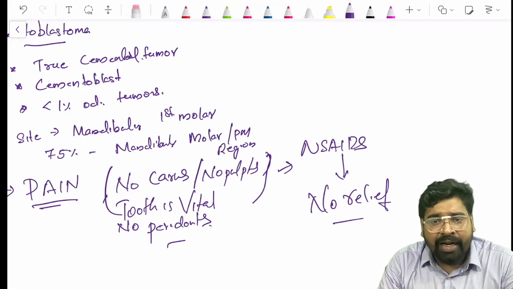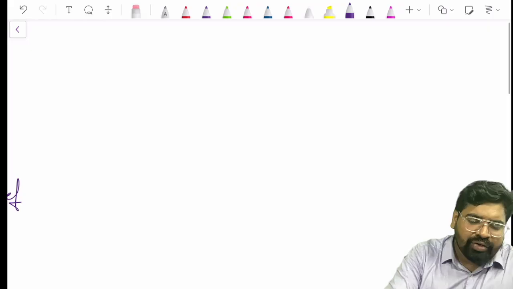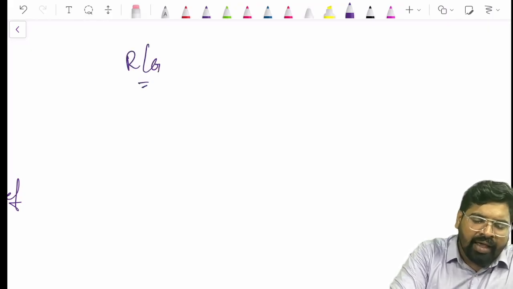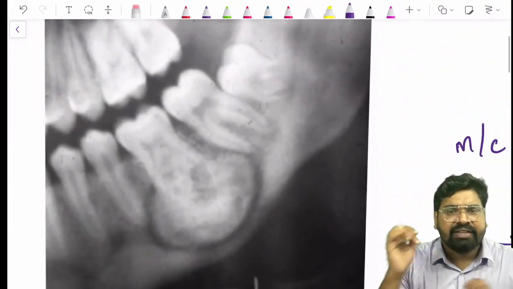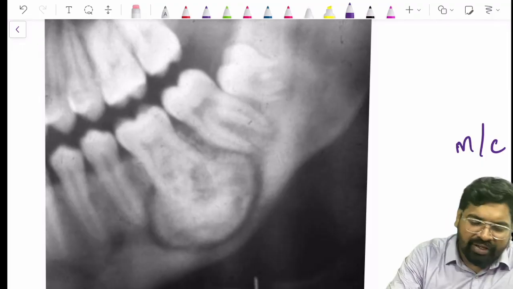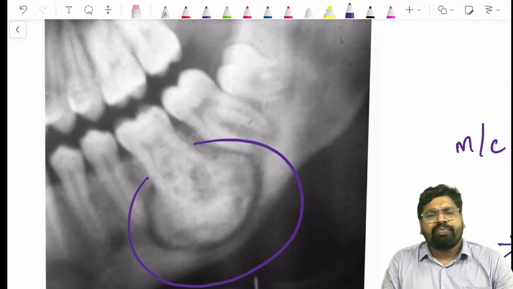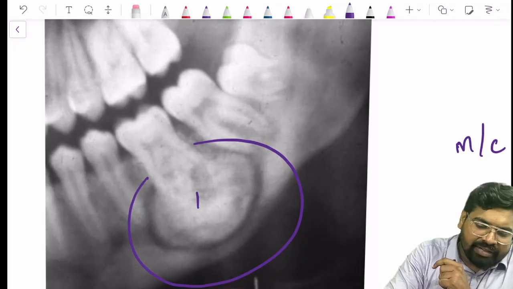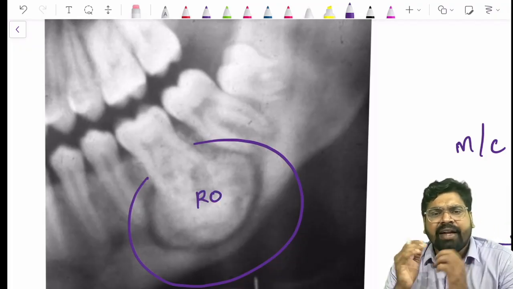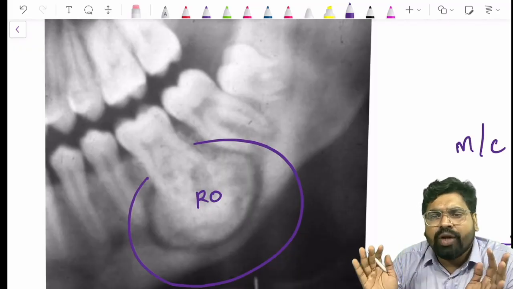So what will you tell the patient? Please come to the clinic tomorrow, I will take a radiograph. So you are going to take a radiograph, and in the radiograph, what are you going to see? You are going to see something like this in the molars of this person. You can see that there is a big radiopacity, and that radiopacity is attached to the tooth root. You cannot see the root apex.